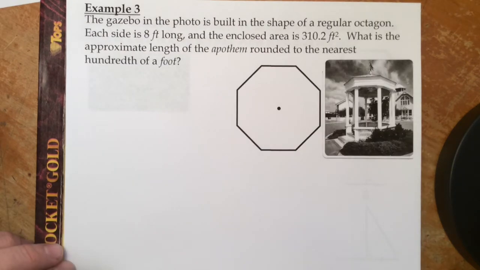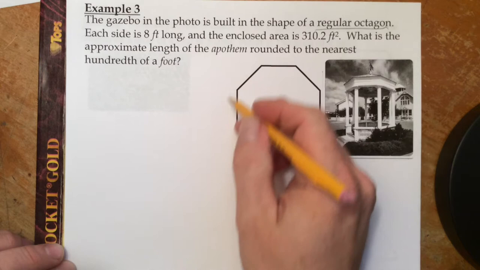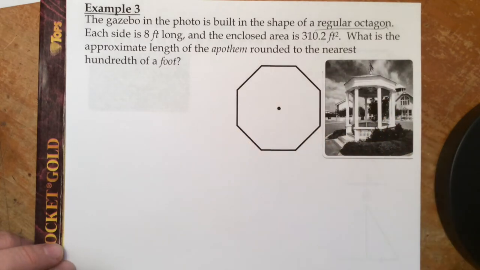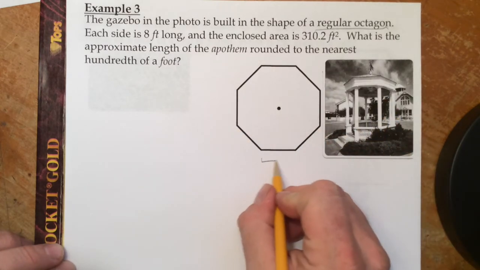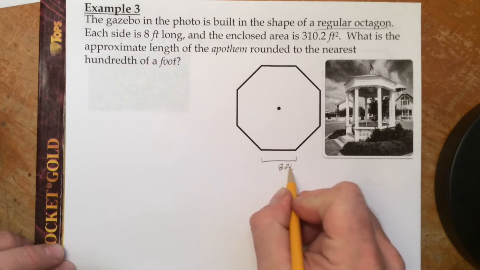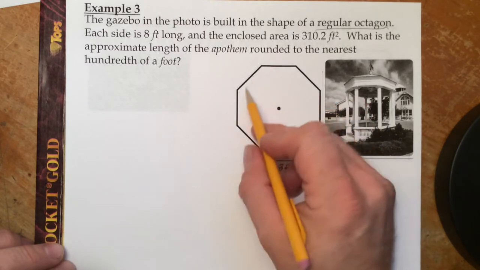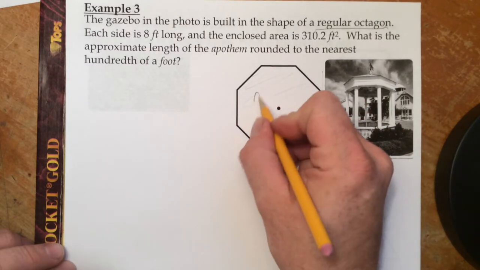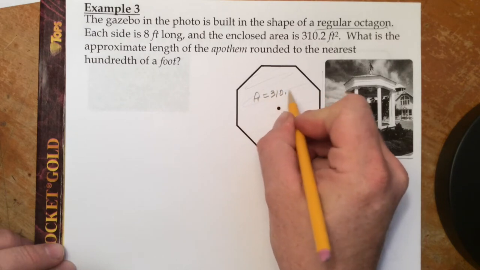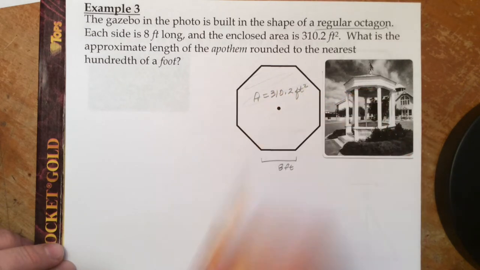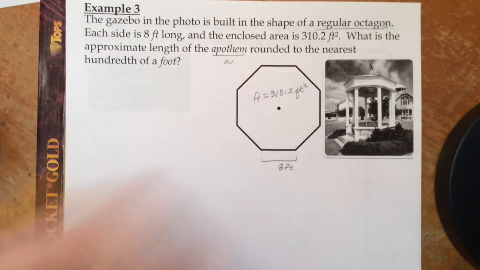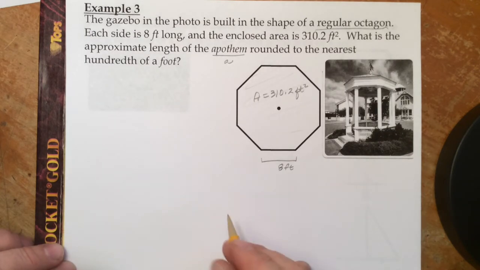Example 3. The gazebo in the photo is built in the shape of a regular octagon. Here's the top view of it right here. Each side is 8 feet long. And the enclosed area is 310.2 square feet. So the area in here they give us is 310.2 square feet. What is the approximate length of the apothem? The apothem a, rounded to the nearest hundredth of a foot.